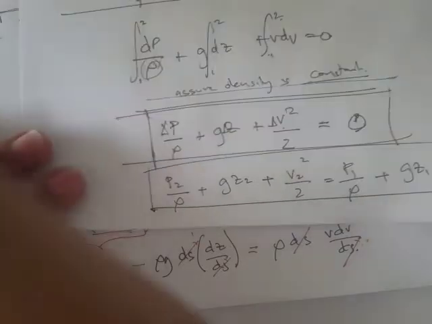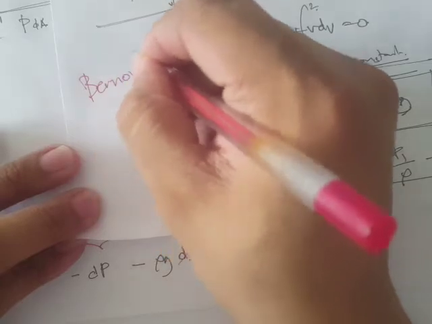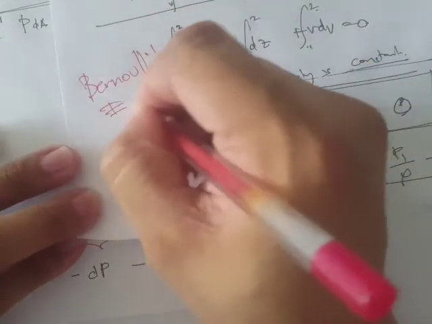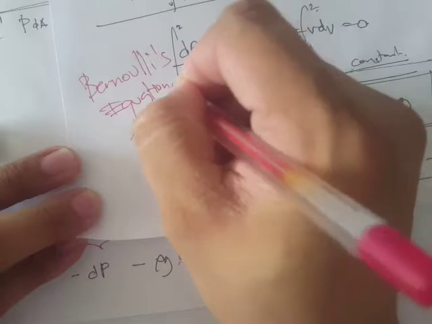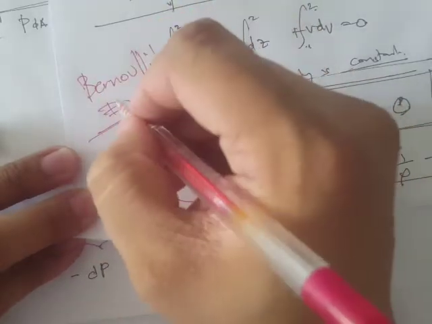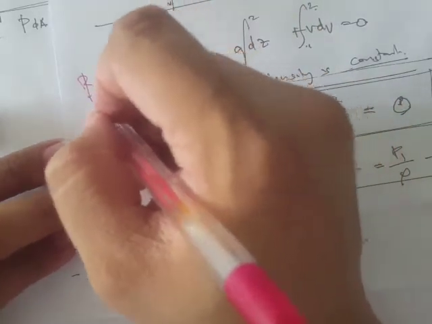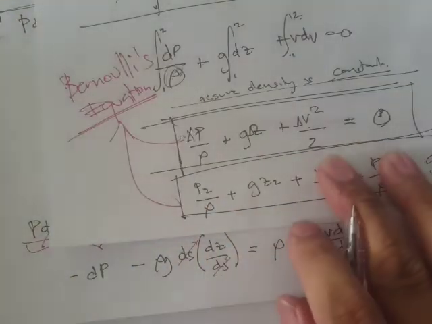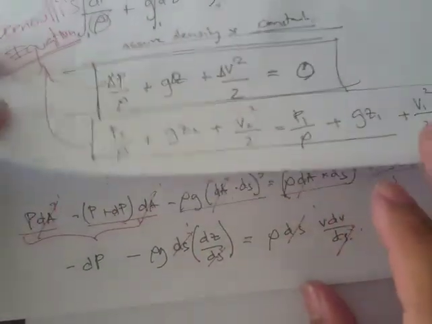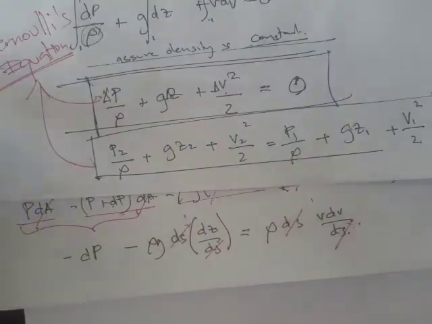Now this is actually what we call Bernoulli's equation. Although this is named after Daniel Bernoulli, the derivations were actually carried out by Euler. Okay, so now let's interpret what this means.